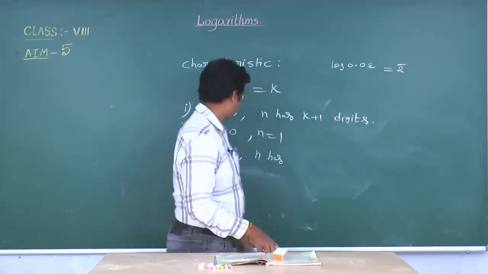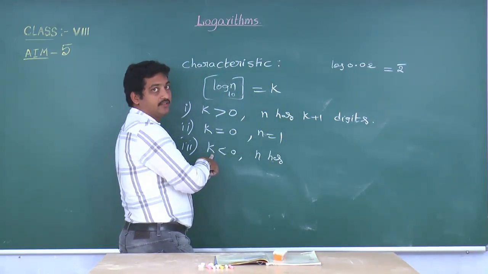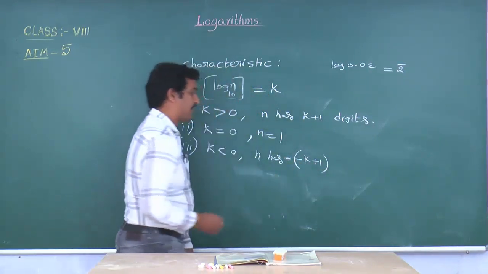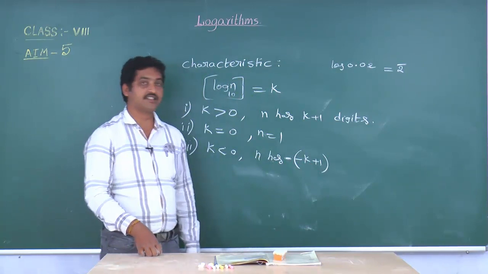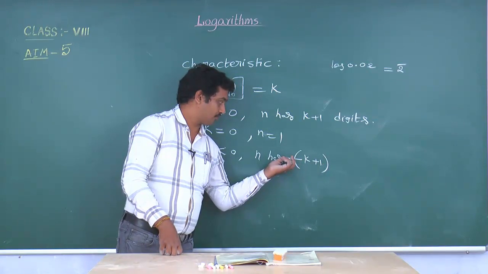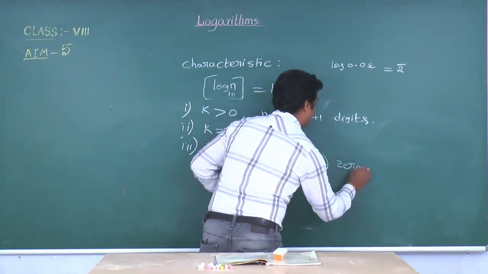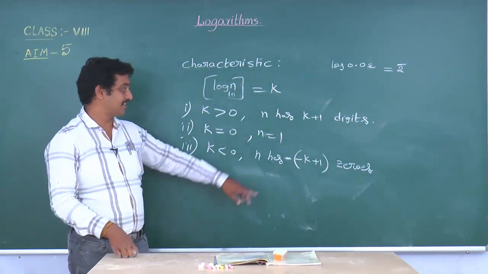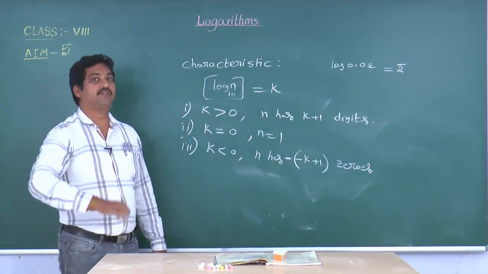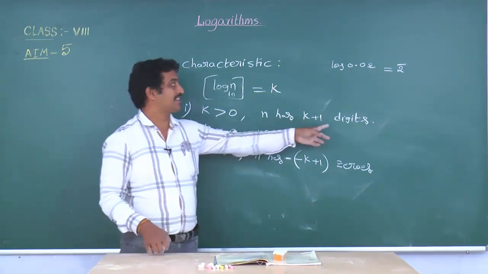Minus of... if k is less than 0, minus k, minus 2... minus k plus 1, which is equal to minus of... we have to take k. Because minus k plus 1 is negative, to make that positive, we take minus of minus k plus 1. It has that many zeros. N has minus of minus k plus 1 zeros in between the decimal point and the first significant number. Children, once again remember, if k is greater than 0, n has k plus 1 digits.